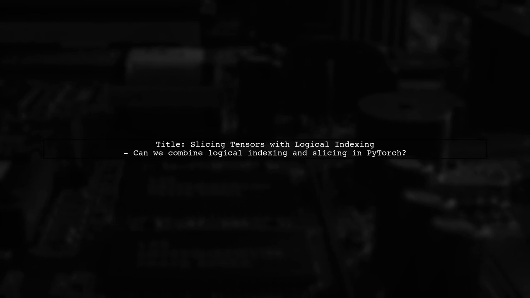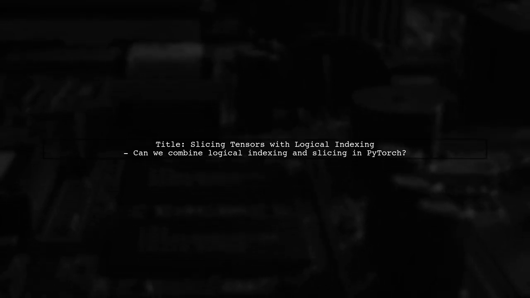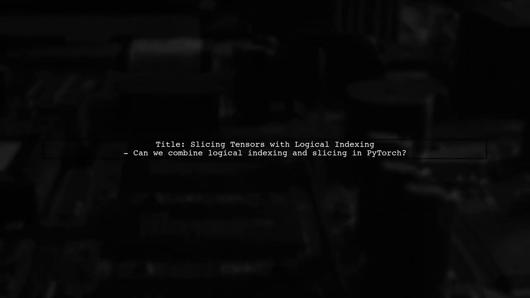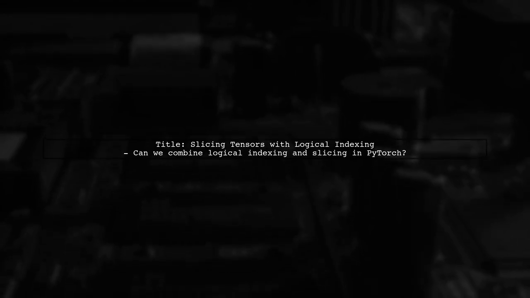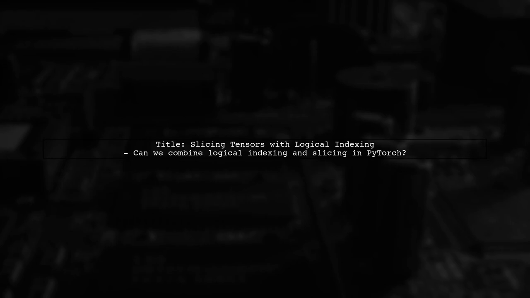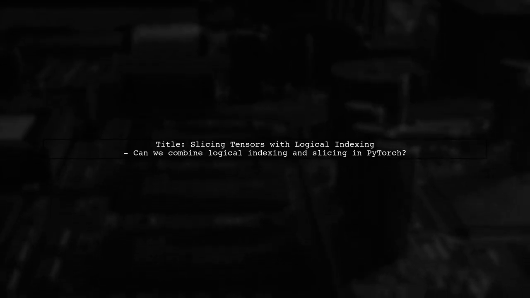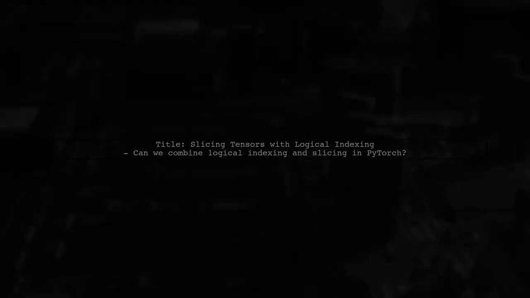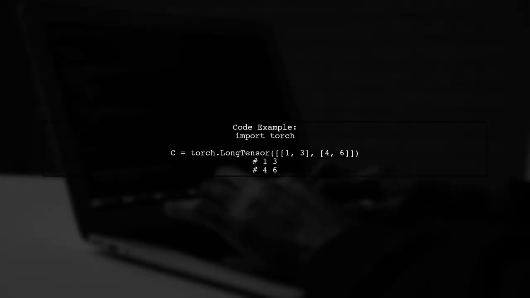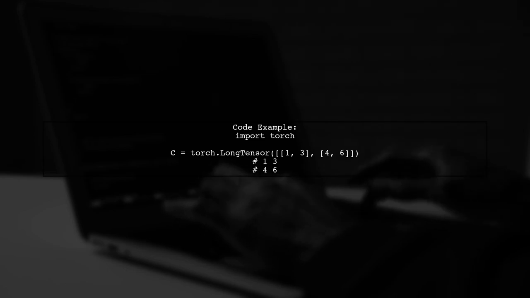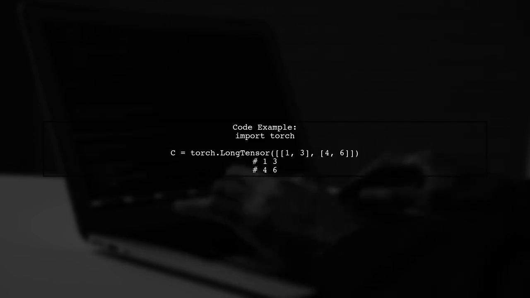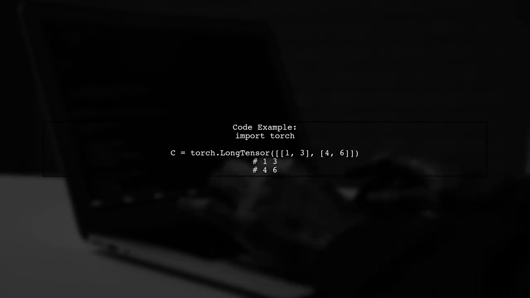In this video, we'll explore how to slice PyTorch tensors using logical indexing and lists of indices. Let's start by understanding the problem. First, let's look at an example where we attempt to use logical indexing on the columns of a tensor. Here's our initial setup.